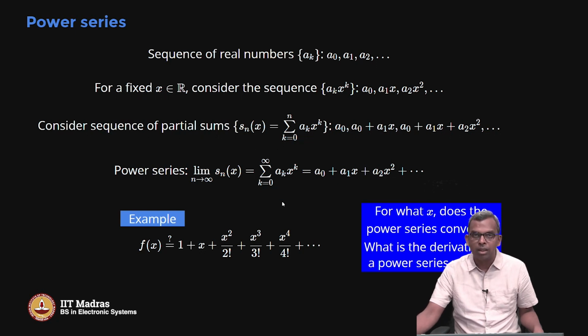What matters is only after a certain point. So this k equals 0, of course, matters when you want to know the function exactly, but only when it matters do people put it. Usually they just write the summation of a_k x^k.